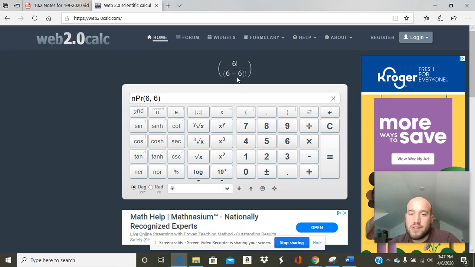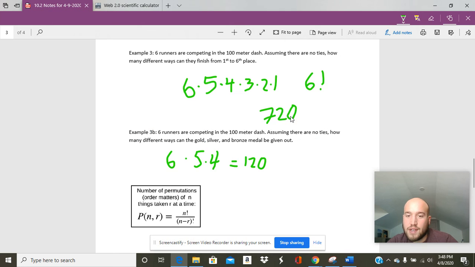Now some of you might be thinking 6 minus 6, that's 0. 0 factorial. But 0 factorial is actually going to be equal to 1. Okay? Similar to how any number raised to the exponent 0 is 1, 0 factorial is 1. So let's go back. 6 choose 6 is how we write it. And we hit equals 720. That's the same answer we got here.